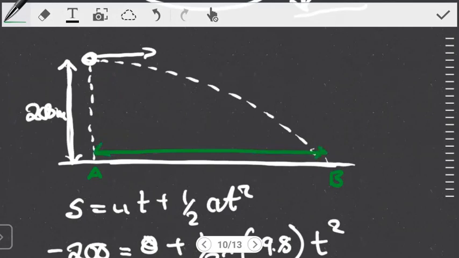Now, to find this distance, let's label it as x. All we need is the speed in the x-axis and the time it takes to move from point A to point B.